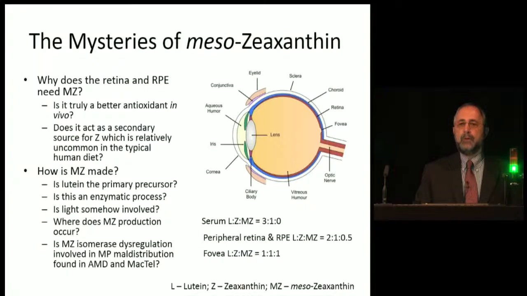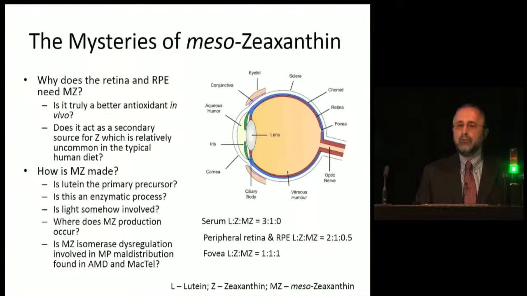And then there are the more fundamental biochemistry problems that have really not been adequately identified. Is lutein truly the primary precursor? Or is there some intermediate that is actually involved? Could this be a recovery pathway where oxidized carotenoids are just being made back into the xanthophylls that we want, the lutein and zeaxanthin, and it's just an epiphenomenon that's not even enzymatic? Or is this an enzymatic process? Is light somehow involved? We really haven't ruled that out in many situations because the eye is a light-exposed system.